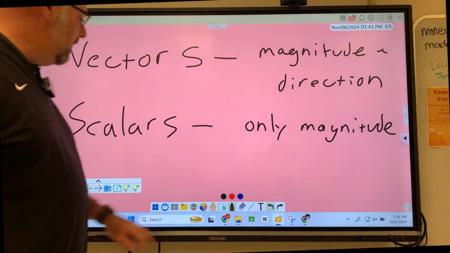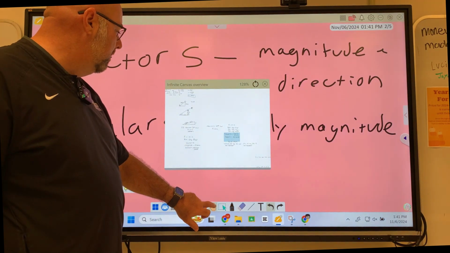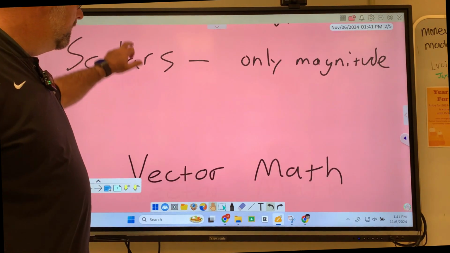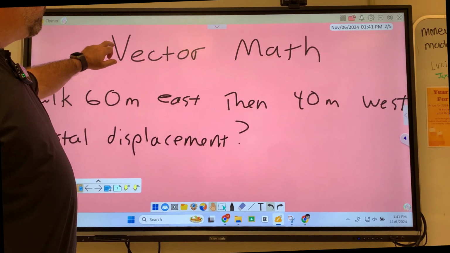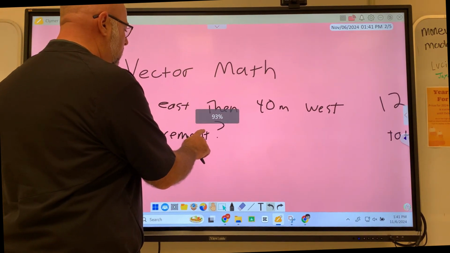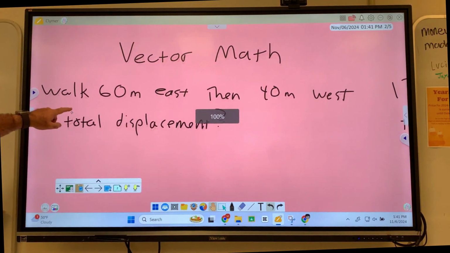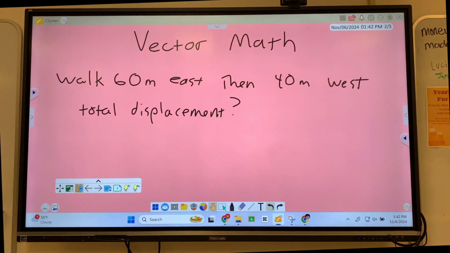So with that, we need to learn. You guys are not going to believe it, but there's math with vectors. And we're going to start with an easy math problem. We're going to practice adding vectors. So in this case, we're just going to use displacements, right? Distance and direction.